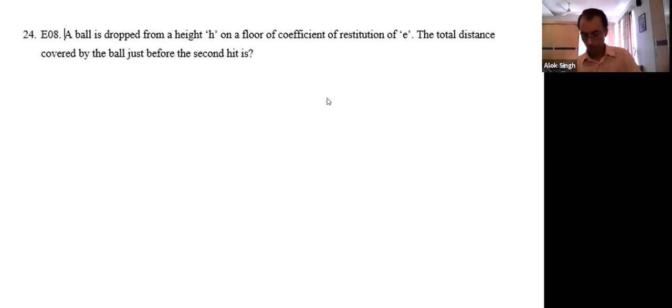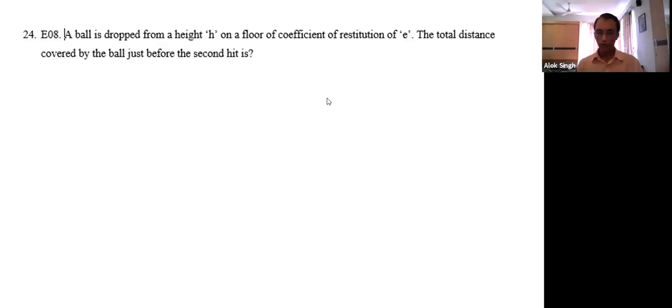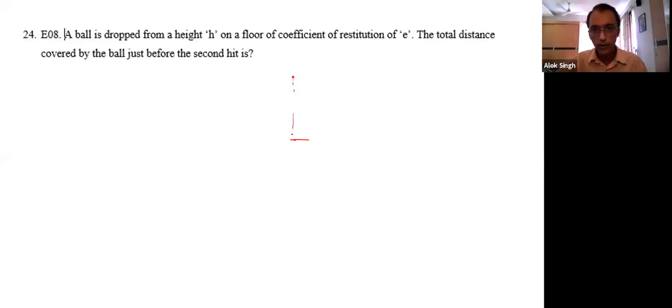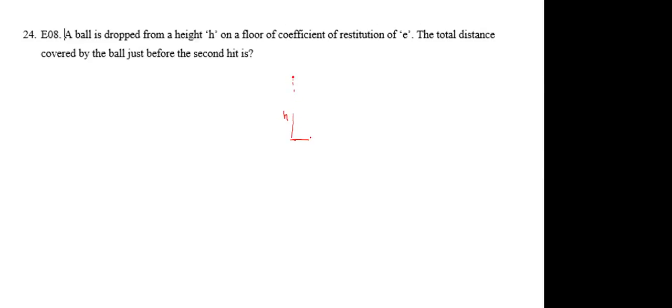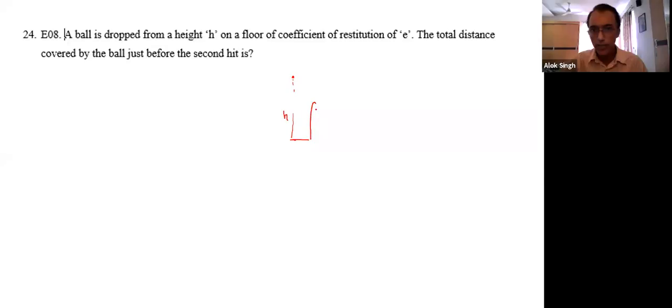Anish, can you answer this question? Tell me how would you answer? First, it covers a height h. Then after the collision, it covers the distance e square h. Okay, good. So what you are saying, it will fall from height h and rebound to a certain height. What is the height it will rebound to? e square h.